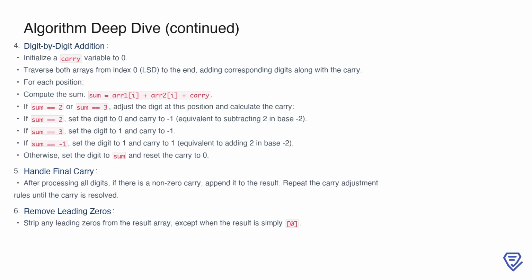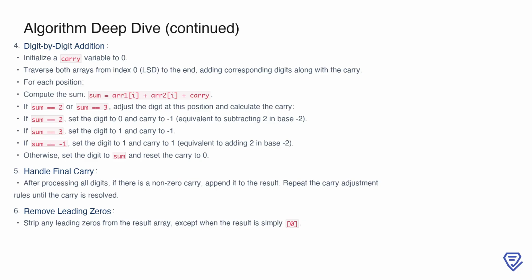We initialize a carry variable set to 0 and traverse both arrays starting from the least significant digit. At each position, we calculate the sum of the corresponding digits from the two arrays along with the carry. Depending on the value of the sum, we adjust the current digit and update the carry.